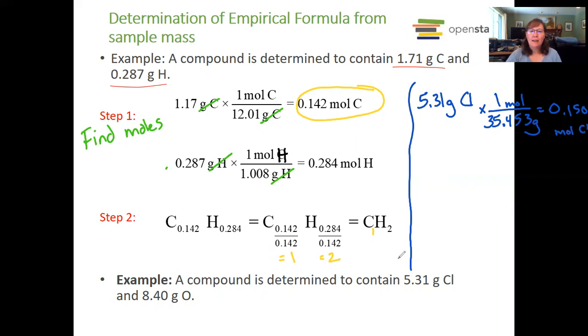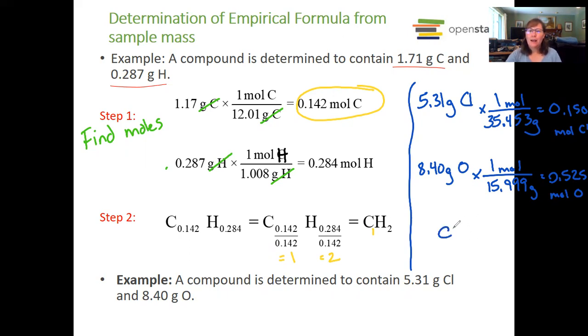Okay, and then here I have 8.40 grams of oxygen, and 1 mole of oxygen is 15.999 grams. And so I have 8.4 divided by 15.999. And I can have 3 significant figures. And so this one is 0.525 moles of oxygen. And now I can set it up.